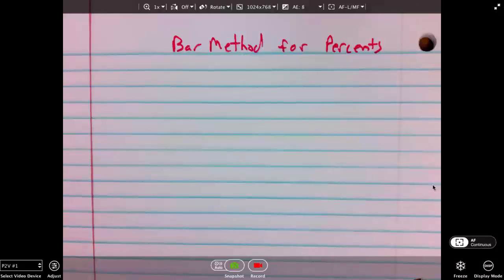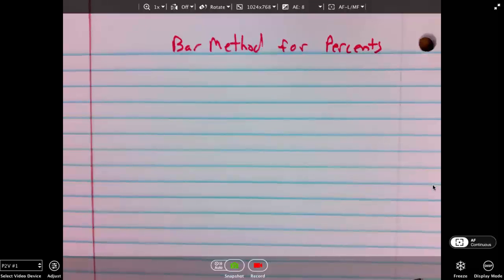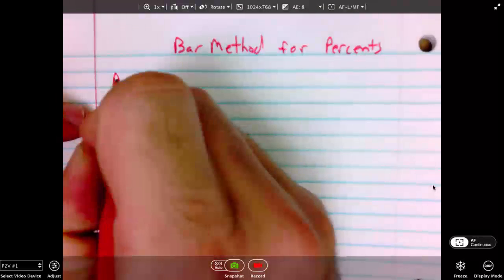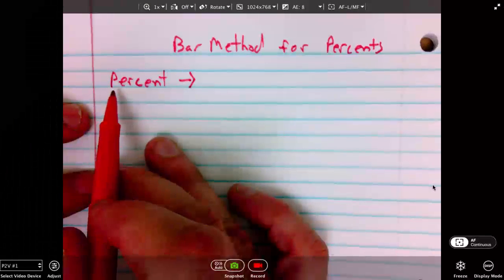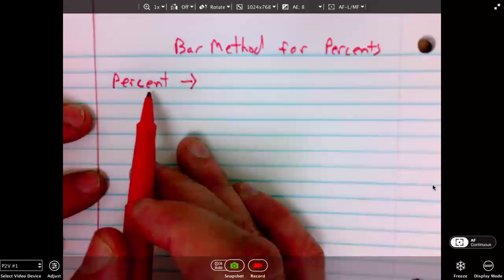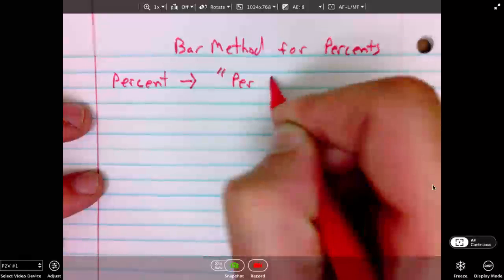In this video, we're going to be looking at the bar method for finding percents. I'm going to begin with a couple of preliminary topics that we need to understand. First, this term percent. Percent literally means per cent, in this case cent being 100. Percent means per 100.